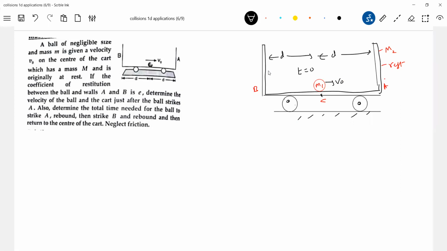So first, to move from A to C, it will take some time. Meanwhile, what will happen to the cart? Will the cart move? No, it will not move. It will be there only. It will go and collide.